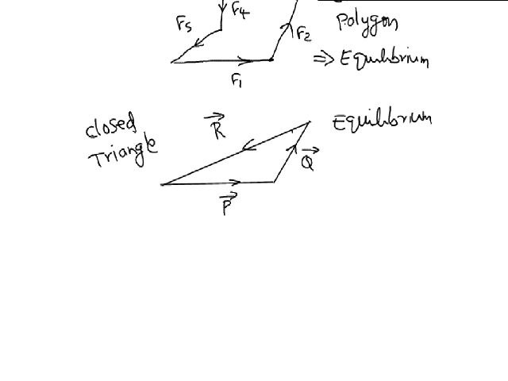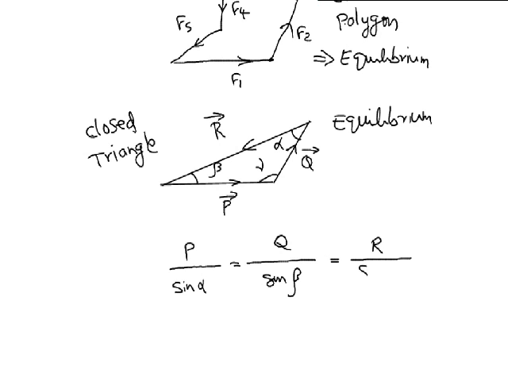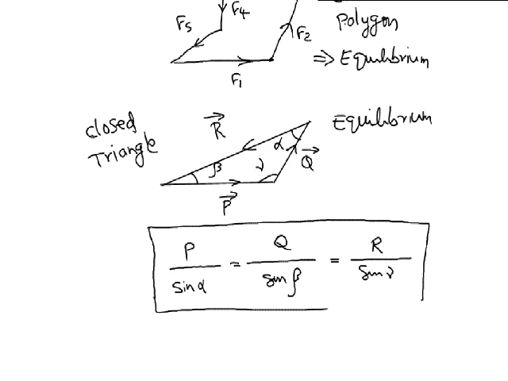Further, if you take this angle to be alpha, this angle to be beta, and this angle to be gamma, by the sine rule for the triangle we see that the magnitude of the force P bar by sine alpha is equal to the magnitude of the force Q by sine beta, is equal to the magnitude of the force R by sine gamma. This rule is also called Lami's theorem.